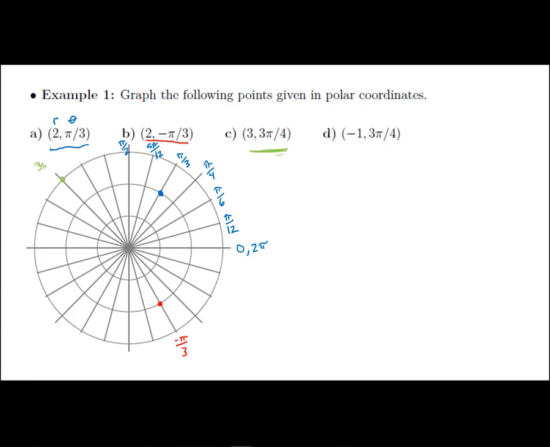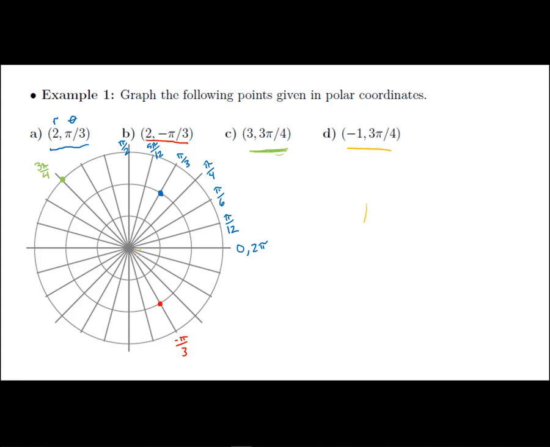Okay, and then lastly, the last one's kind of the tricky one. So they give us a negative r value, right? So our r is -1. So here's what this means.